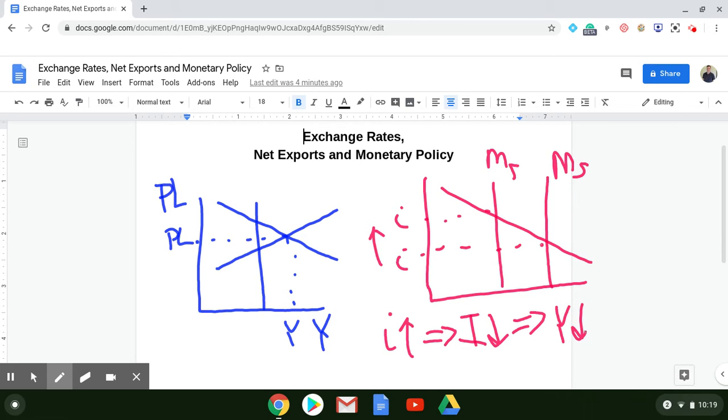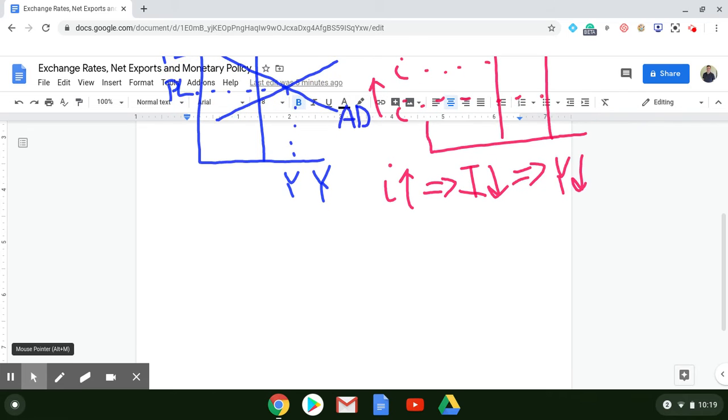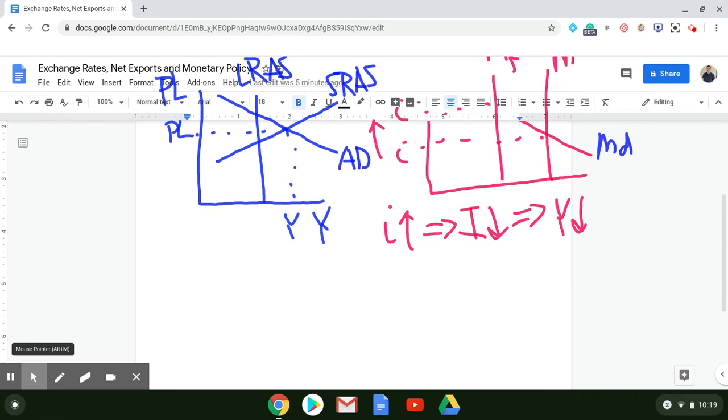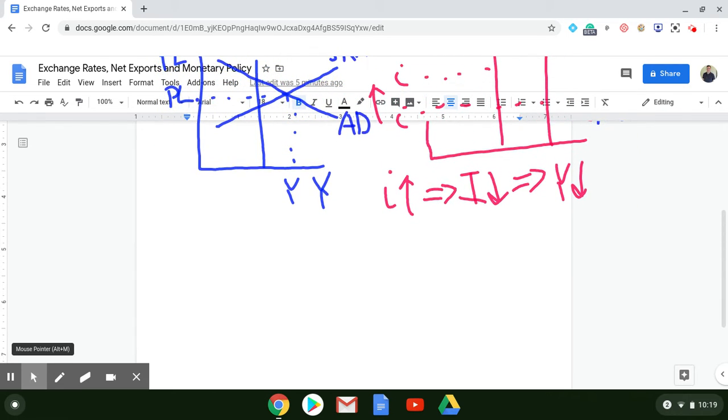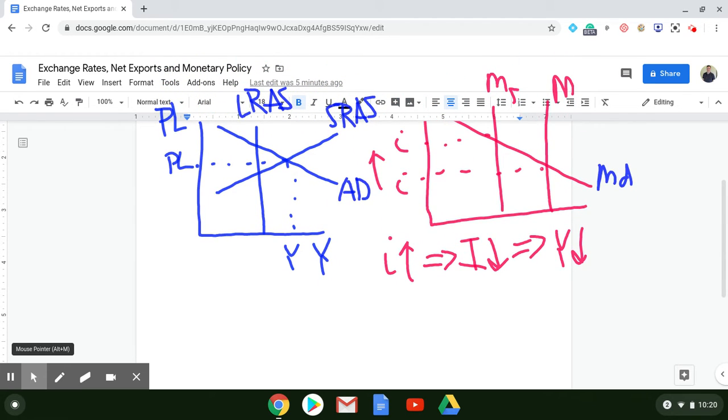So here's the main point of this: let's talk about how this is all going to affect the exchange rate and net exports. So let's go on down here. I'm still trying to understand this, you guys. It's kind of interesting how some of it disappears and other parts of it doesn't. But anyway, I'll leave it alone.